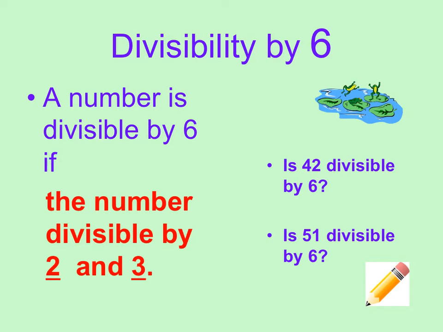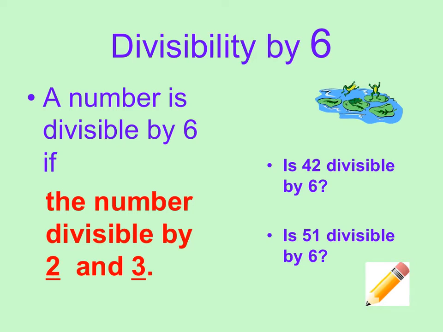For number 6, you just have to check if the number is divisible by 2 and 3. Because any number that's divisible by 2, which means that it's an even number, and 3, which means the sum of its digits are divisible by 3, is also divisible by 6.